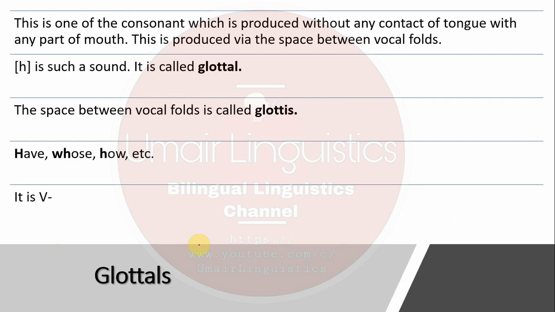Then we have glottals. There is only one glottal sound, which is actually h. So what is glottal? The space between our vocal folds is called the glottis, and this sound is produced by the space between the vocal folds. So h is a sound which is called glottal, as in have, whose, how. Here you can see there is a w, but it sounds just like who. The w is not actually pronounced in whose, how.